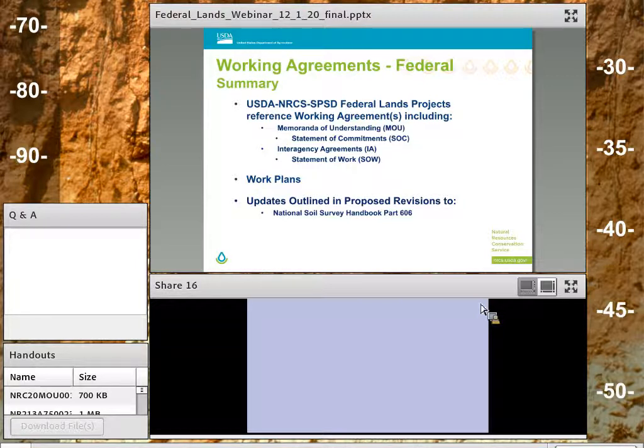And we're looking, again, for a uniform process in planning and working agreements on federal lands, whether we're doing an initial soil survey project, an update project, or an ESD project, or any sort of combination thereof.